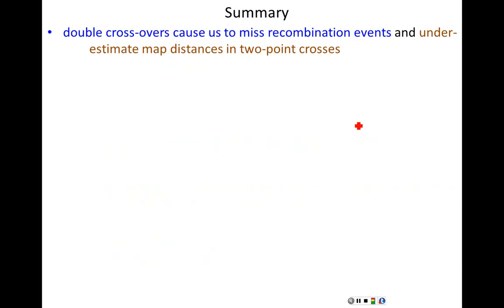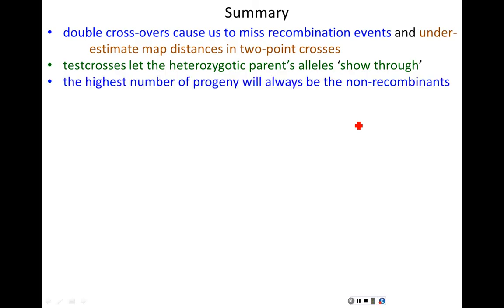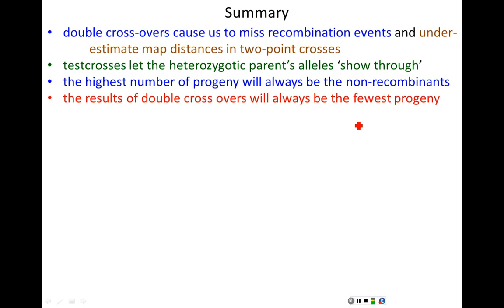So what did we talk about in this lecture? Well, we talked about double crossovers causing us to miss recombination events because they restore the parental pattern. That causes us to underestimate map distances in 2-point crosses, but that's okay because we have 3-point crosses to track all that. In all of these cases, we're doing our test crosses to let that heterozygotic parental pattern show through. In all cases, the highest number of progeny will always be the non-recombinants. The double recombinants will always be the fewest number of progeny.